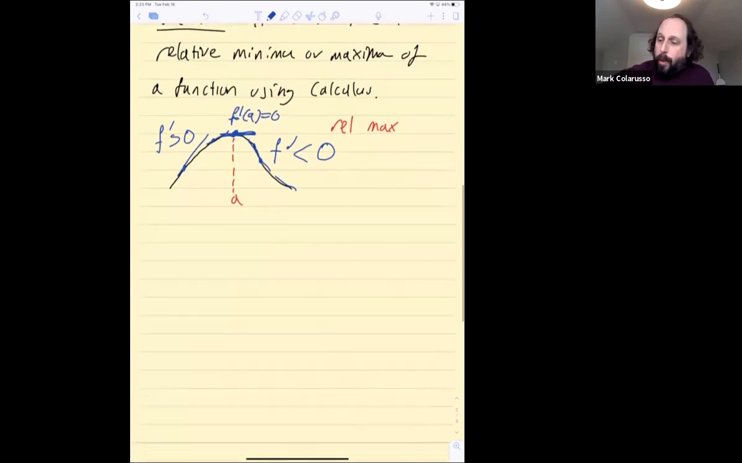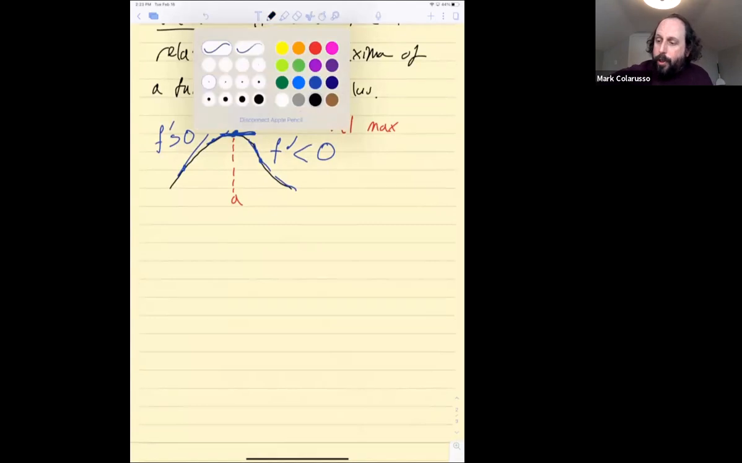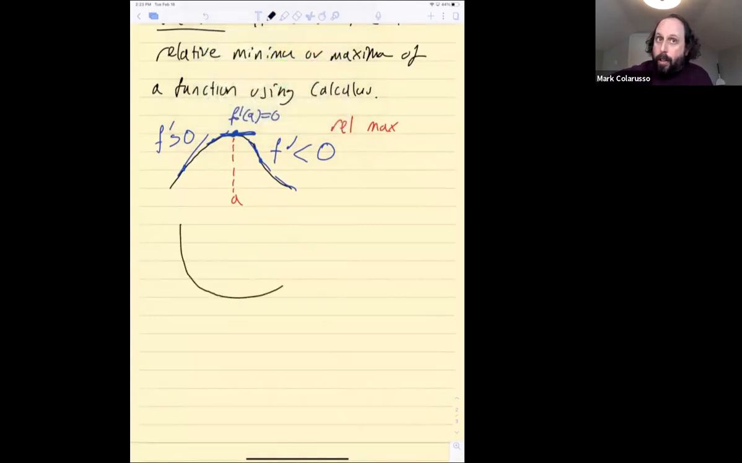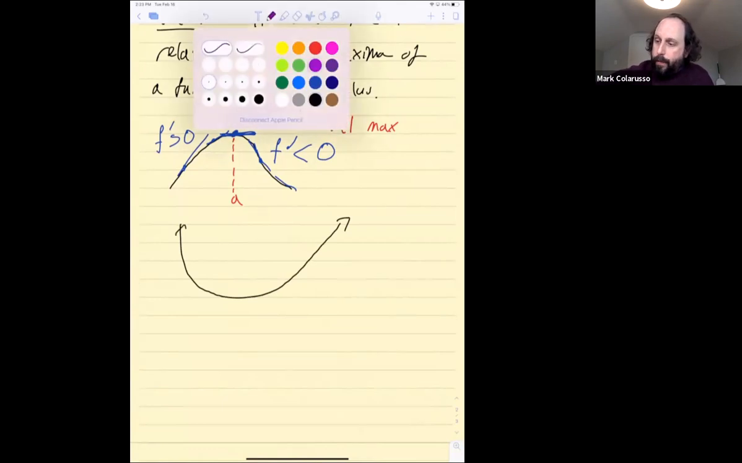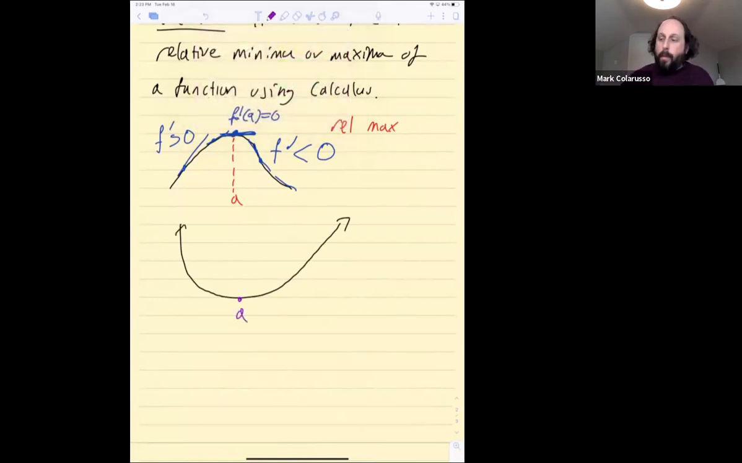So for a relative minima, you can imagine what's going to happen, right? So this is a big bowl here. So as they say, that's the minima, right? As you approach the minima, you're descending. So the tangents are all negative.